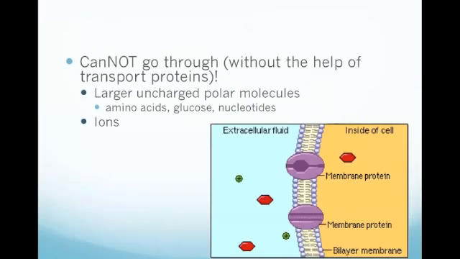Things that cannot go through, or at least can't go through without the help of your proteins, are larger uncharged polar molecules such as amino acids, glucose, nucleotides, and ions. So any charged molecules are not able to go through without the help of transport proteins.